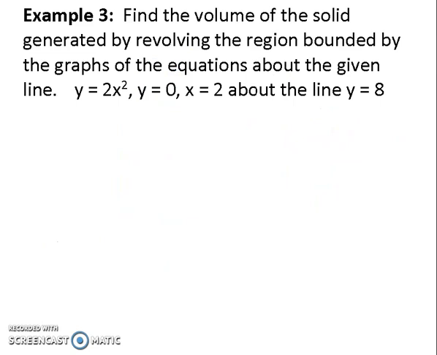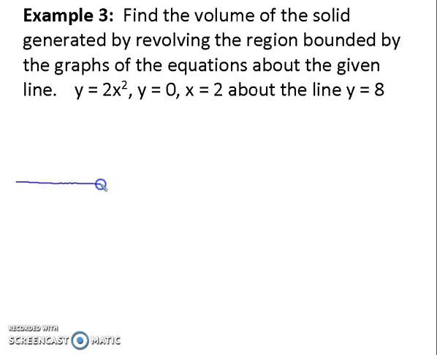Okay, so we've done one parallel to the x-axis, one parallel to the y-axis. So at this point, we're just trying some other things out here. So we've got: find the volume of the solid generated by revolving the region bounded by the graphs of the equations about the given line. So we've got y equals 2x squared, y equals 0, and x equals 2 about the line y equals 8.